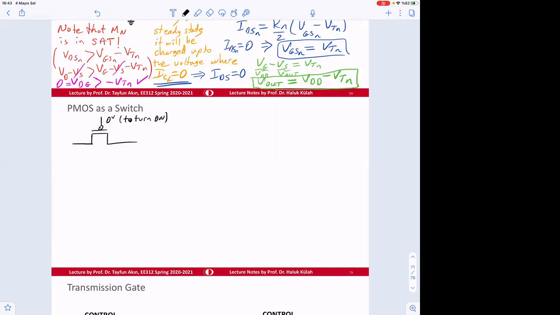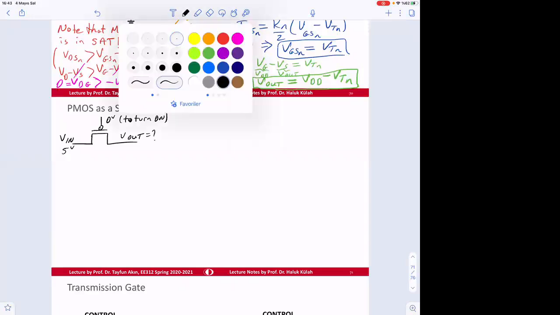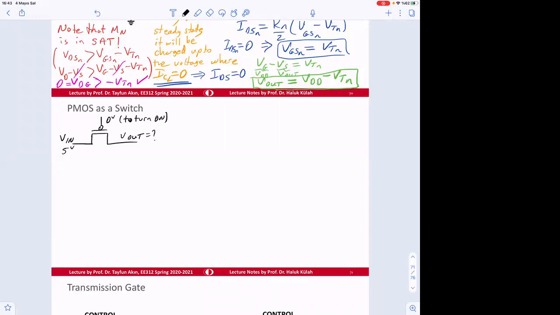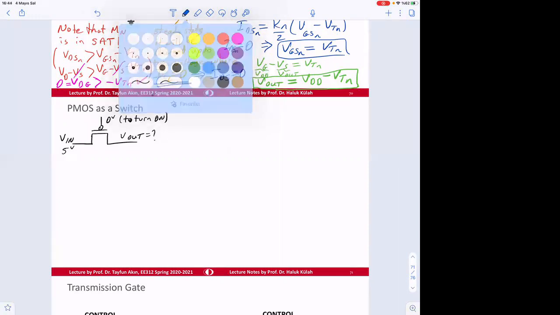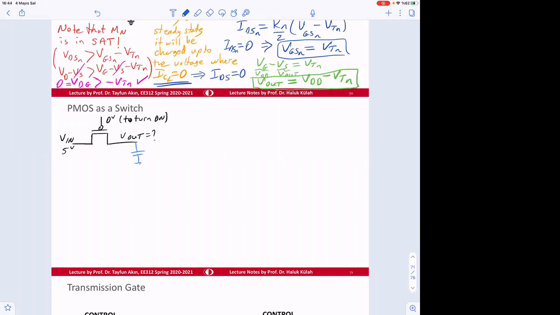So if this is 0 volt, let's look at the case where the input Vin is initially maybe 5 volts. What happens to V out? We'll look at this case. In order to calculate that, we will again use this trick of charging a load capacitor. So if we have a CL here, this will be charged through here.